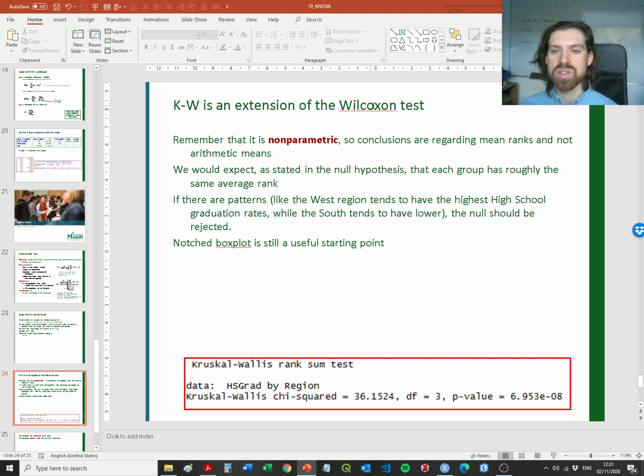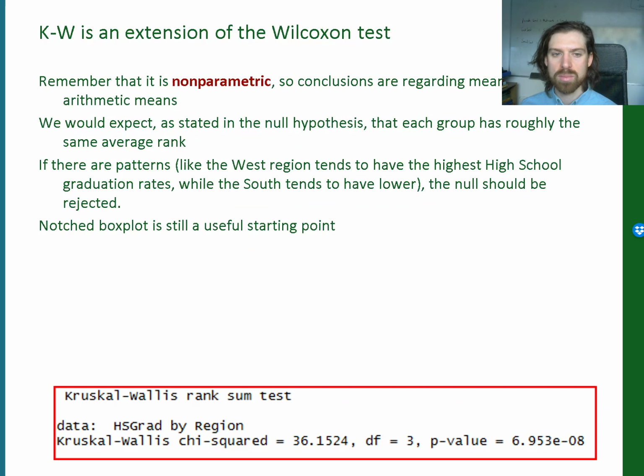Ultimately, this is an extension of the Wilcoxon test. So we'll remember that both of them are non-parametric, so conclusions are regarding the mean ranks and not arithmetic means. We would expect, as stated in the null hypothesis, that each group has roughly the same average rank. But if there are patterns, then we would reject the null hypothesis if we felt that the samples were being pulled from different populations, that we had enough convincing evidence to reject the null hypothesis.